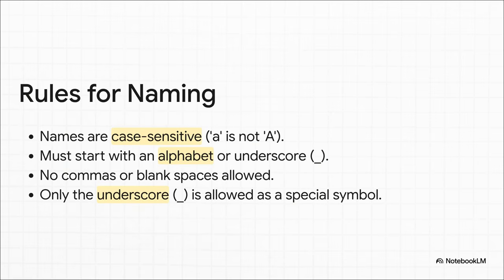Now, of course, you can't just name these containers whatever you want. C has some pretty strict rules, which really shows you its philosophy of being precise. For instance, names are case-sensitive, so a lowercase age and an uppercase age are two totally different variables. They have to start with a letter or an underscore, and you can't have any spaces. That's why you see that underscore used all the time for names like final_price.